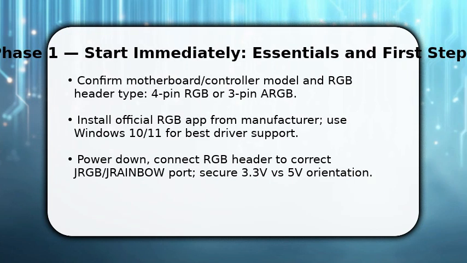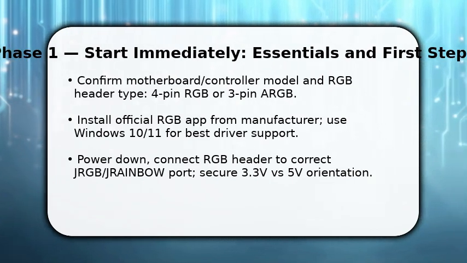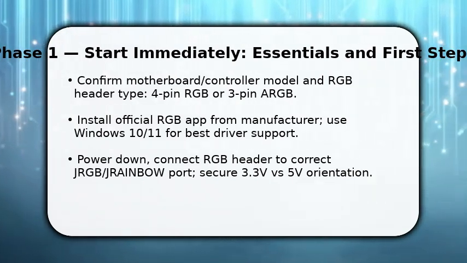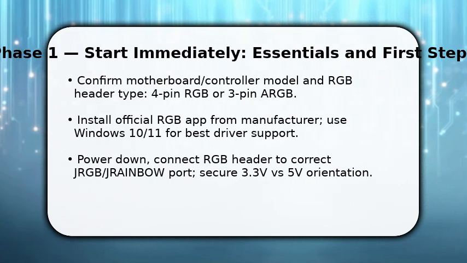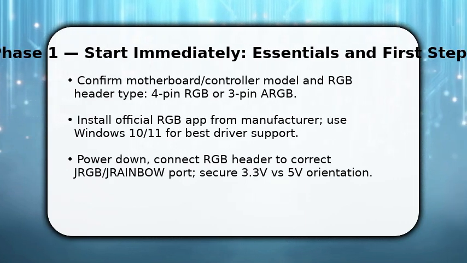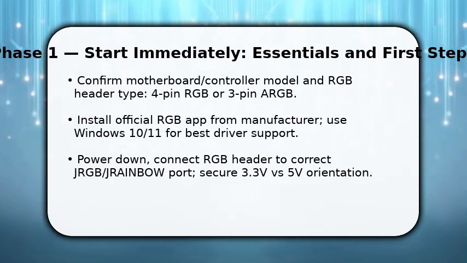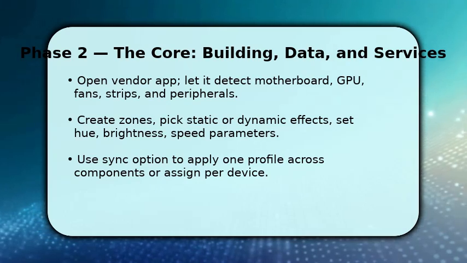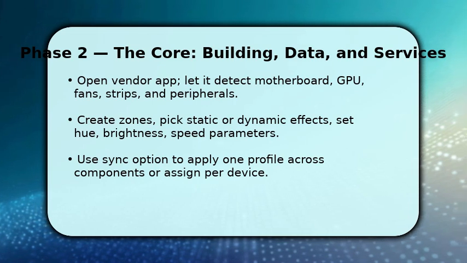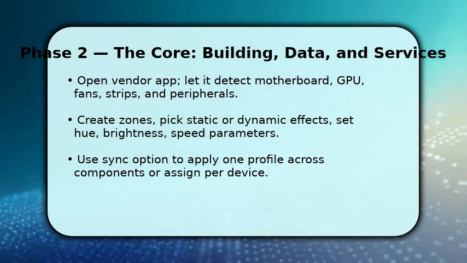While the PC is powered off, connect the RGB cable to the exact header labeled JRGB or JRainbow, making sure 3V or 5V alignment is correct. This first setup step eliminates miscommunication between hardware and software. You now open the official RGB utility and let it auto-detect components. Detection ensures the app talks to the right controller.